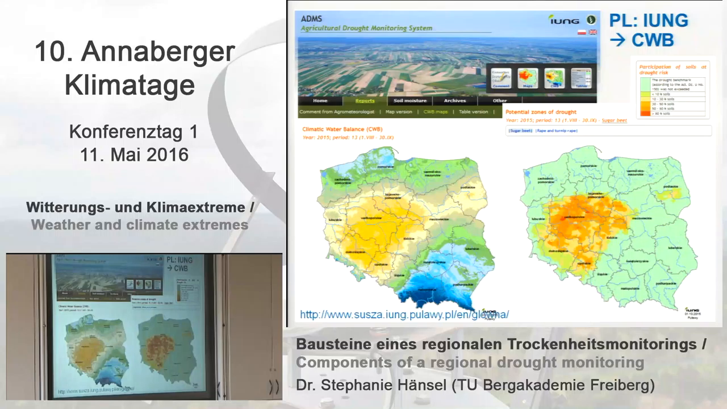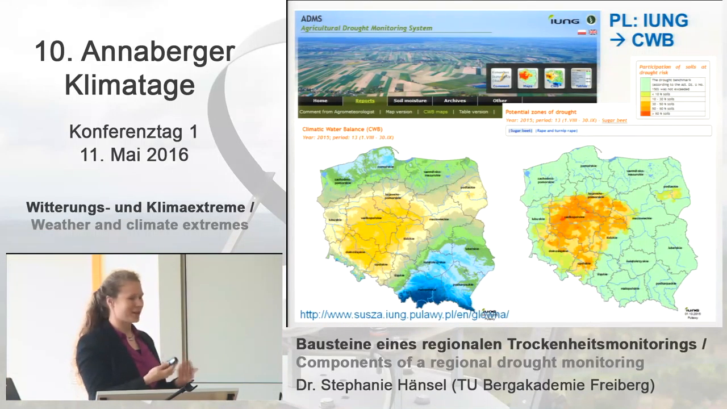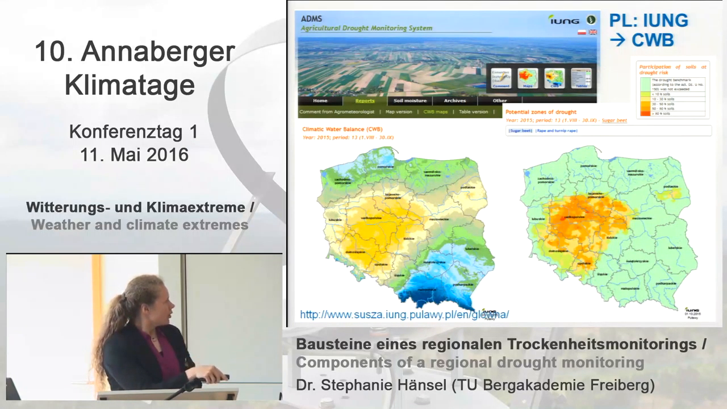The other Polish system is based on the climatic water balance, correlated and linked to agriculture. This is the climatic water balance. I always tried to use the same period. August 2015 was my choice.